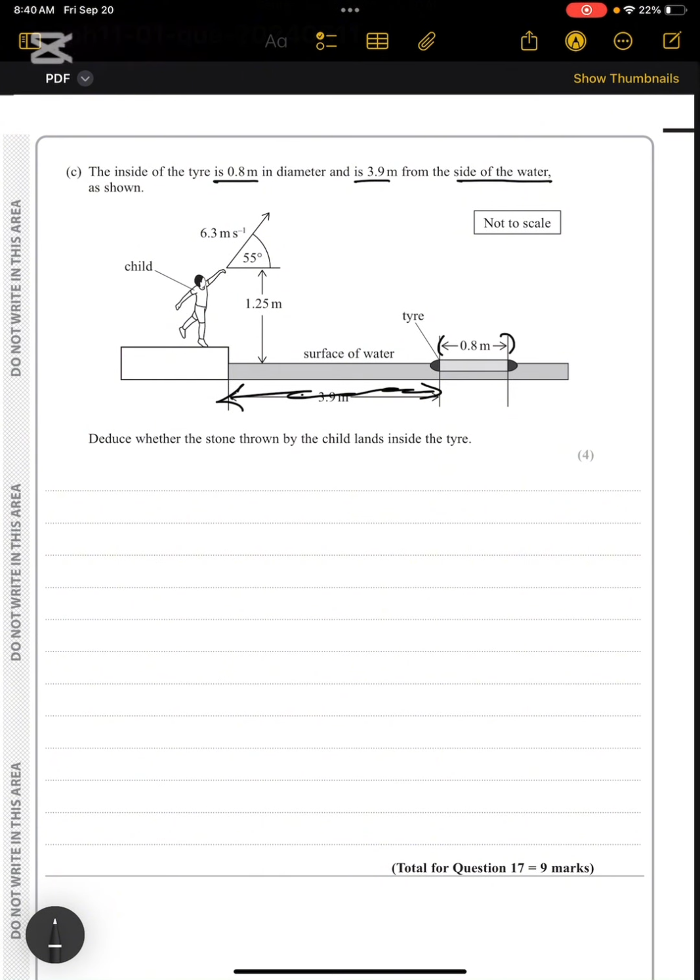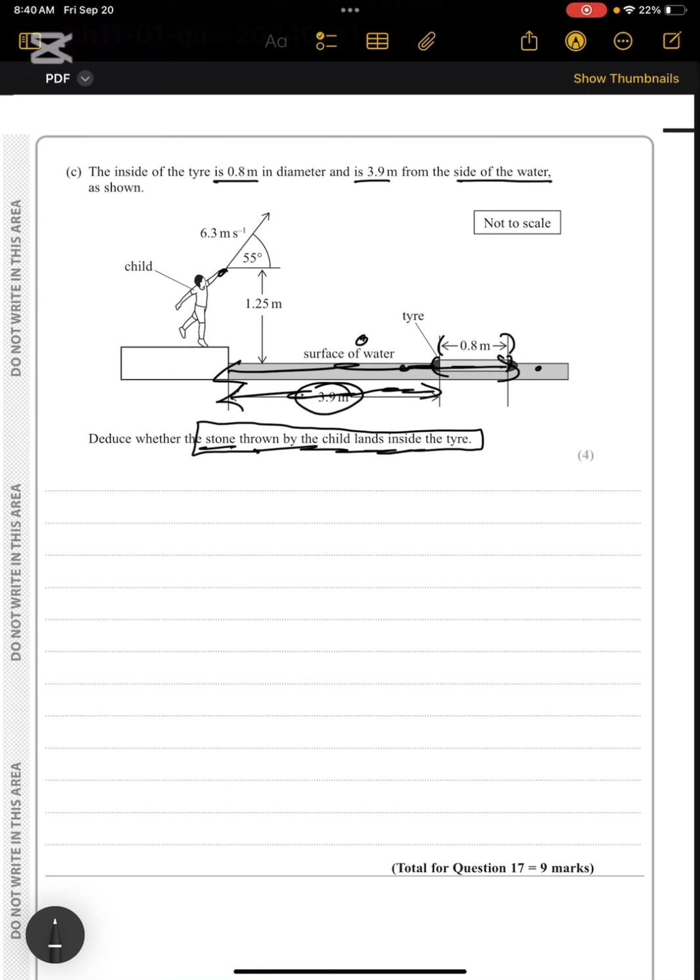Deduce whether the stone thrown by the child lands inside the tire. So they have asked us to find out whether this stone will land into this tire, or fall short, or go further away from the tire. In order to find that, we have to find out the horizontal displacement of the stone. If we find the horizontal displacement of the stone, then we will be able to easily find out where it landed. If it is within 3.9 meter, then it will land here.